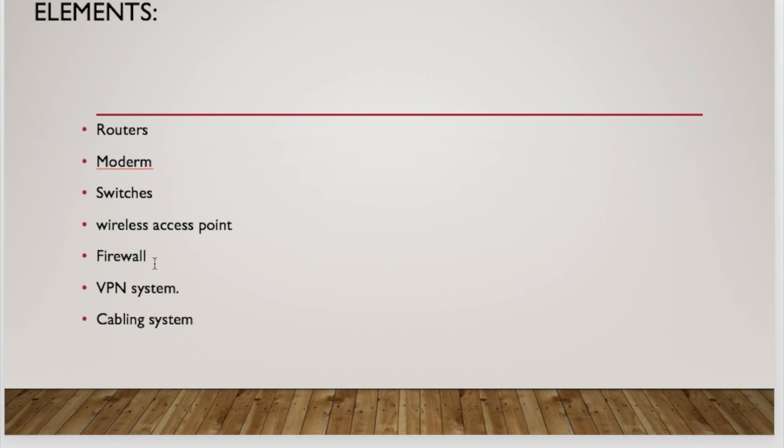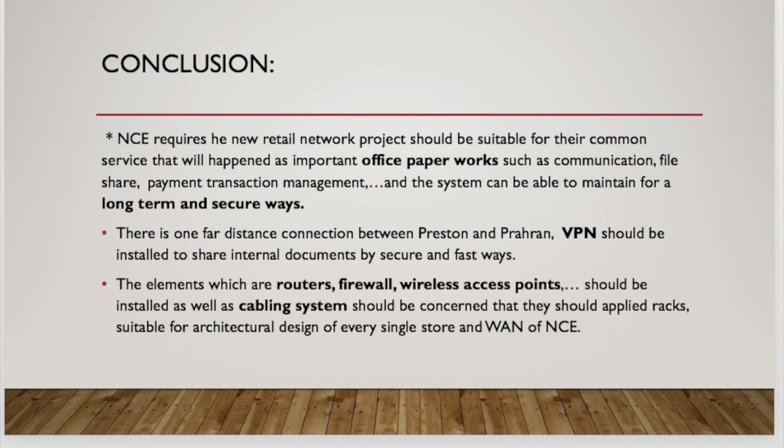Here are all the elements, like the router, modem, switches, wireless access point, firewall, and cabling system, fully explained in the previous slides. Conclusion: Newstar.com Enterprise requires a new retail network project suitable for their common services, like configuration, file sharing, and payment transaction management, and the system must be able to be maintained in a long-term and secure way.